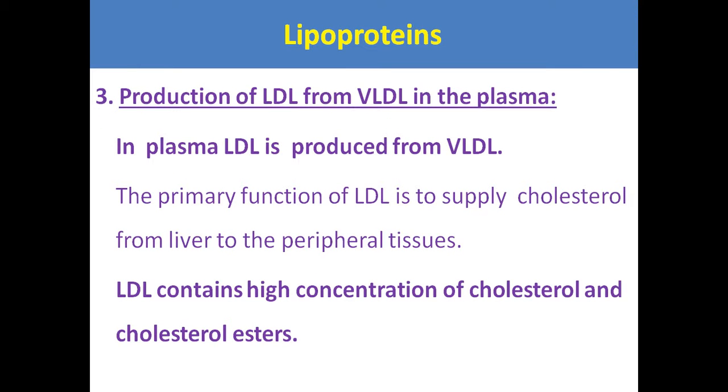Regarding the production of LDL, in plasma, LDL is produced from VLDL. The primary function of LDL is to supply cholesterol from the liver to the peripheral tissues. LDL contains high concentrations of cholesterol and cholesterol esters.